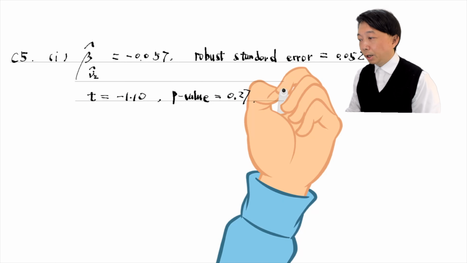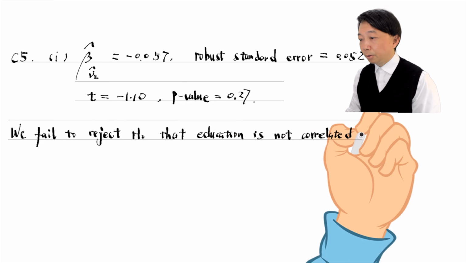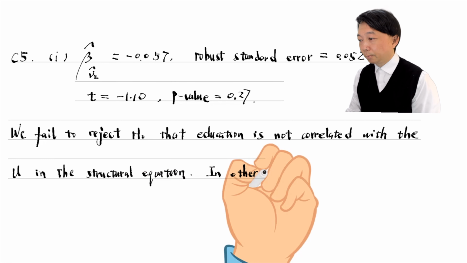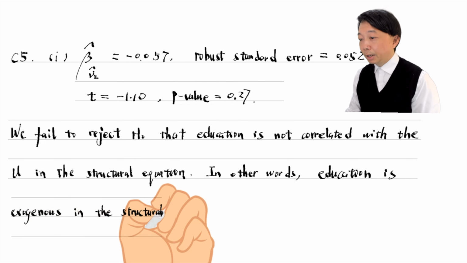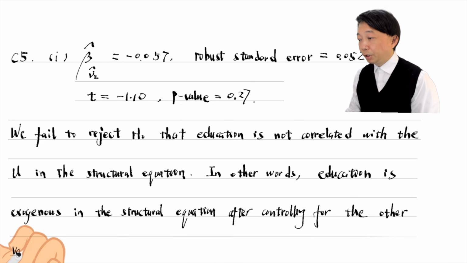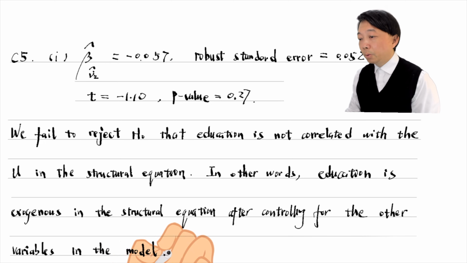We could not reject the null hypothesis that education is not correlated with the error term in the structural equation. In other words, the education variable is exogenous in the structural equation after controlling for the other explanatory variables in the model. OLS is more appropriate in this case.